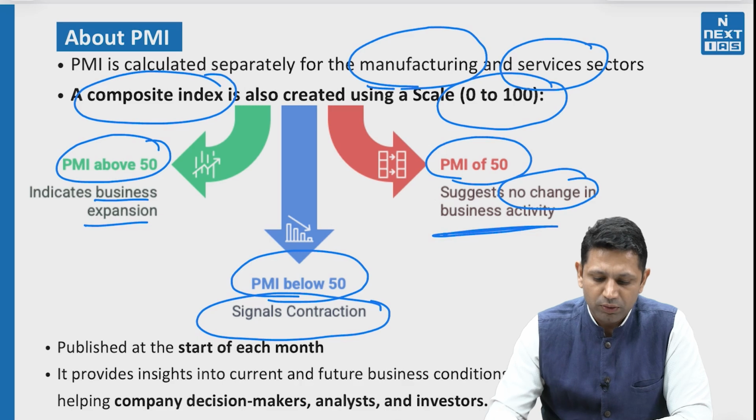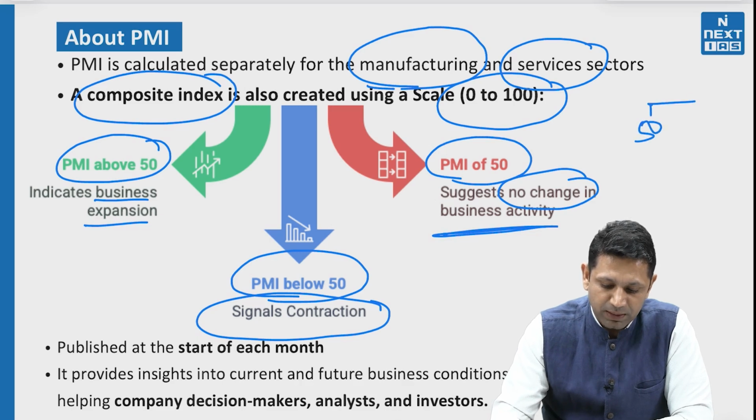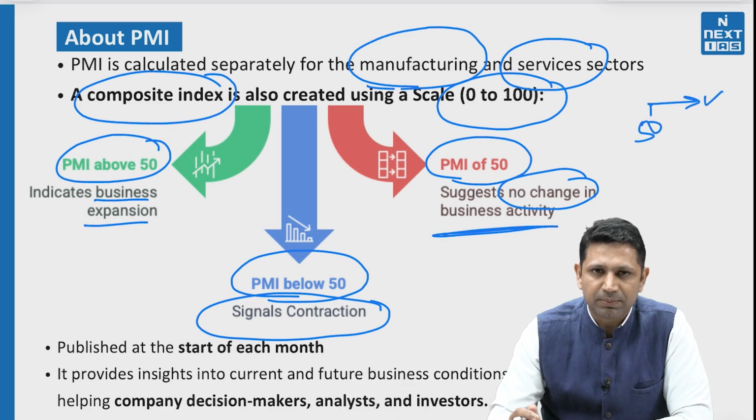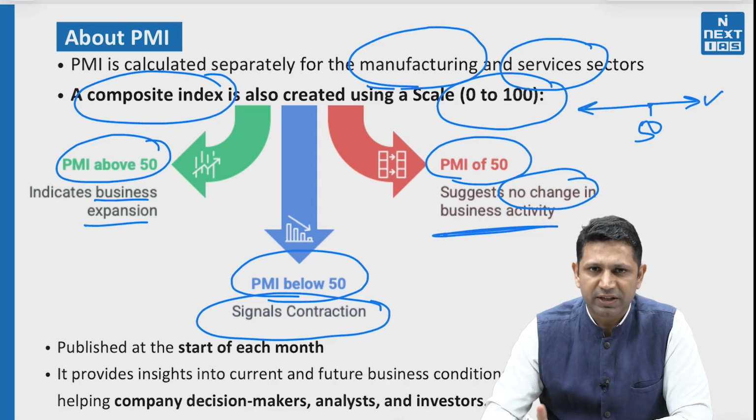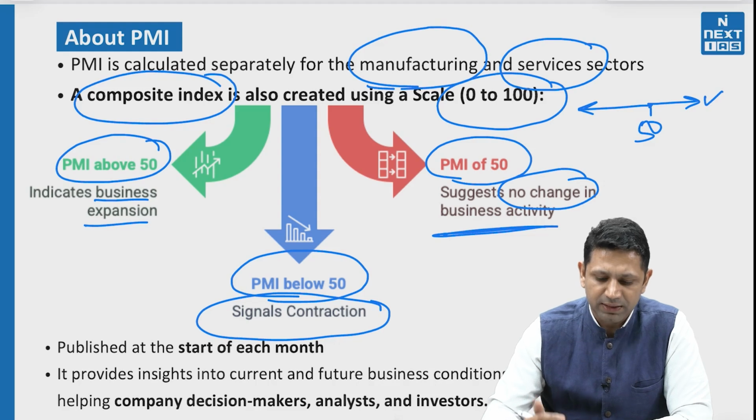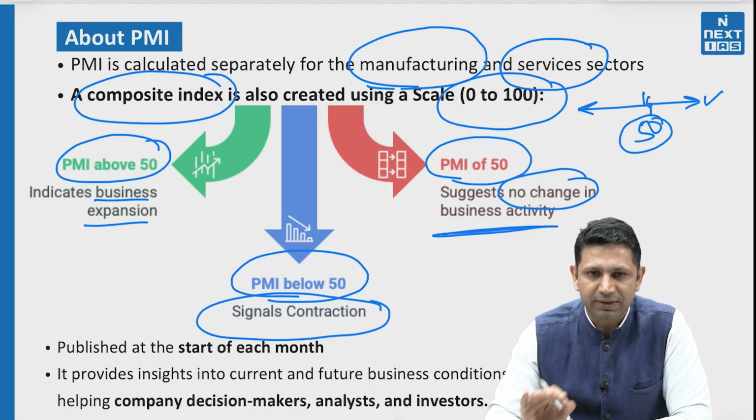activity. So, if it is above 50, that is expansion, that the business is growing, that the economy is also growing. If it is below 50, there is contraction in the manufacturing activity, that the manufacturing is now declining. And if it is at 50, that means there is no change in the manufacturing activity.